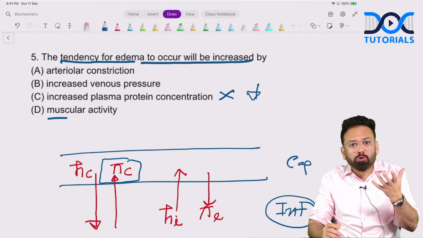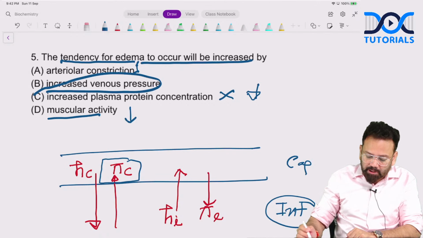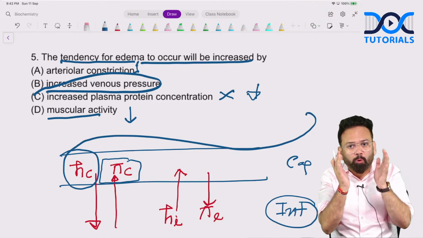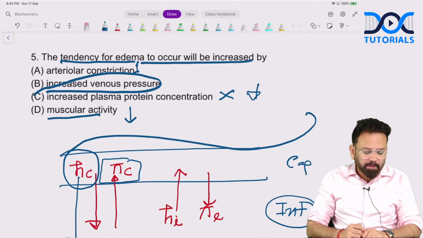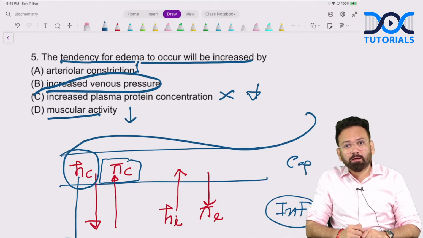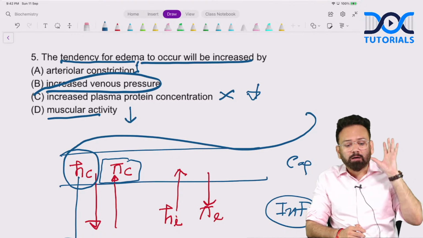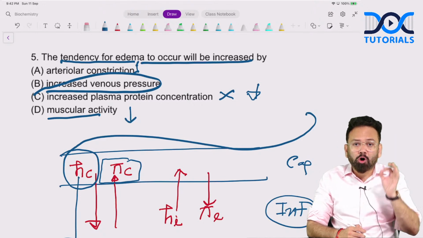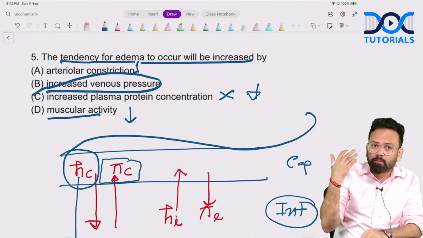If muscle activity is more, edema will be less. Arterial constriction, no. Increased venous pressure will increase hydrostatic pressure of the capillary. More blood is going, more will be the hydrostatic pressure, more will be the filtration, and more will be the edema. That is why in liver disease protein will not be formed. In kidney disease there is albuminuria. So in both conditions, when plasma protein is less, oncotic pressure is less, retention is less, so edema is more. Am I clear?